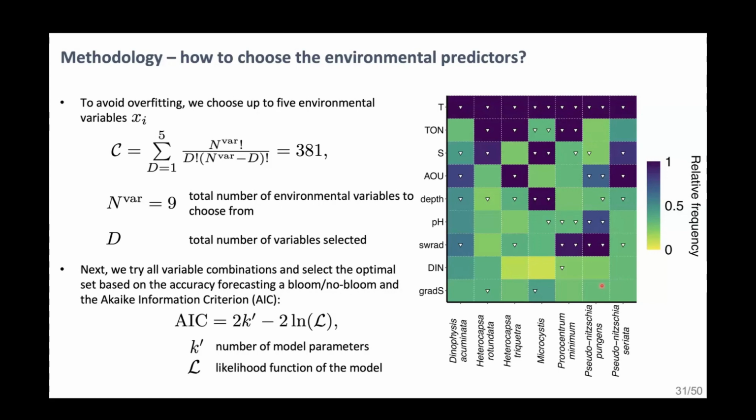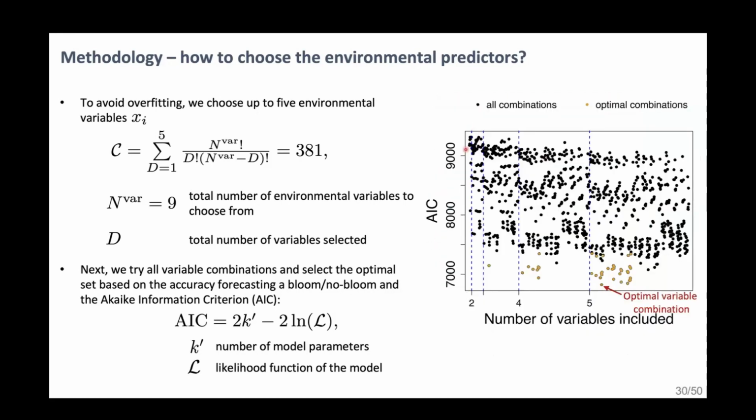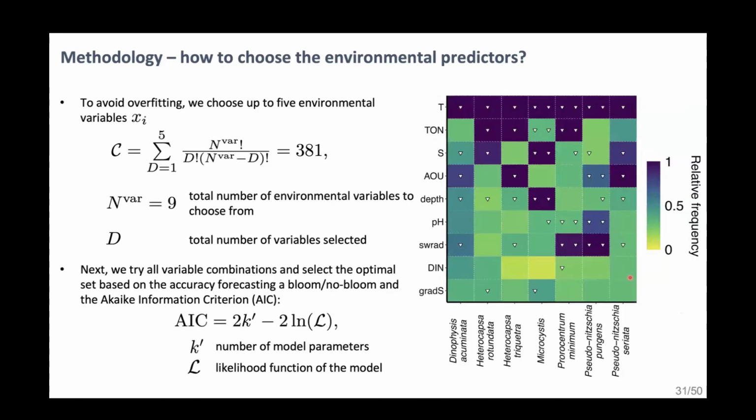What we did is, for each environmental variable, temperature, total organic nitrogen, and so on, we just counted how many times this variable was included in these orange dots below here. And then we divided by the total number of orange dots, let's say 30. So you get a value between 0 and 1. 1 means that this variable was always a good predictor for bloom occurrence.